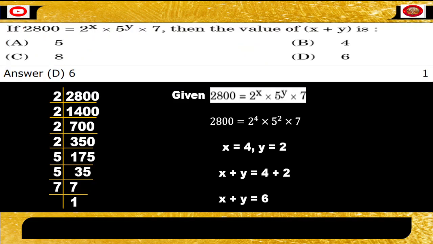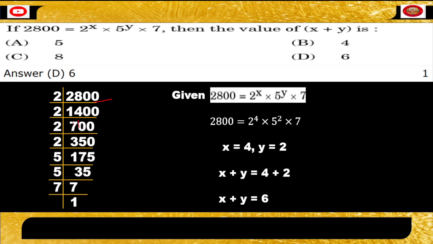Next question. If 2800 is equal to 2 raised to x into 5 raised to y into 7, then the value of x plus y is... First, we have to write 2800 in prime factorization form. Here is a 0, so it will come in the 2 table. 2 ones are 2, 2 fours are 8, 0. Next, 2 sevens are 14, 0. 2 threes are 6. Here is a 7. 7 minus 6 is 1. That 1 should be written here.